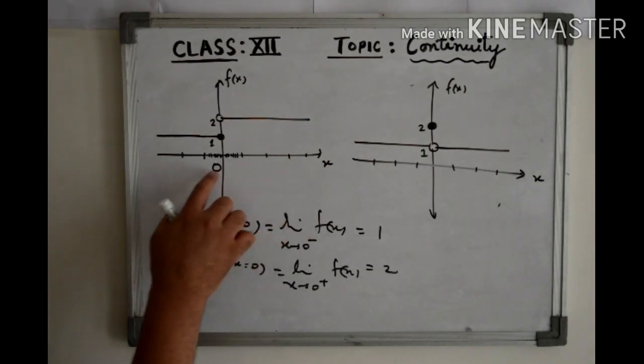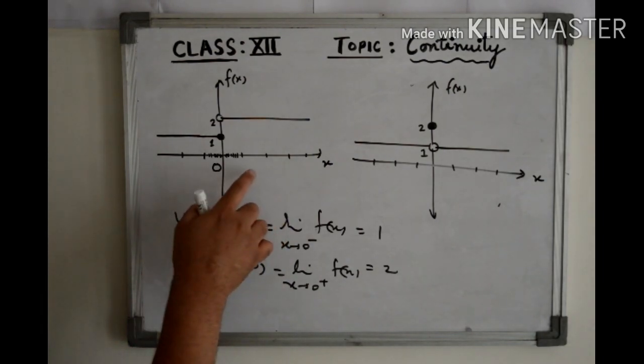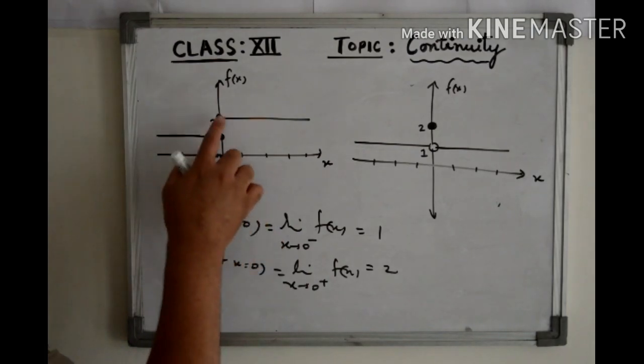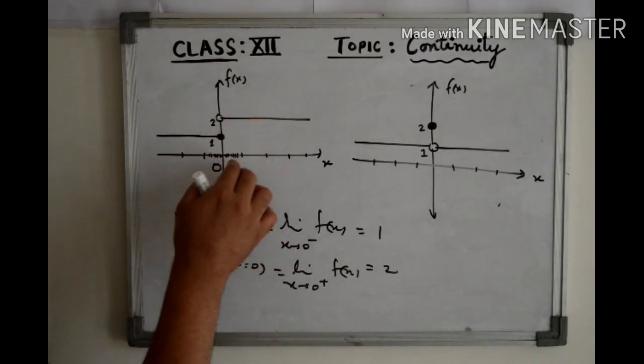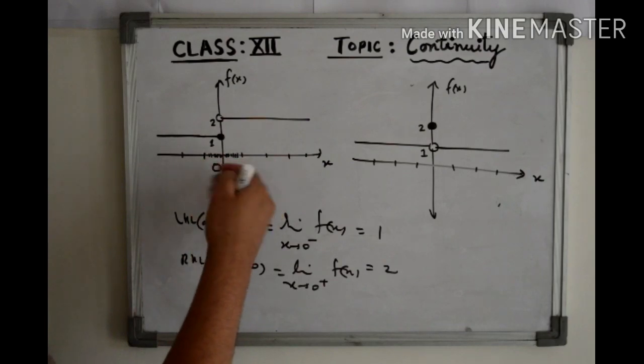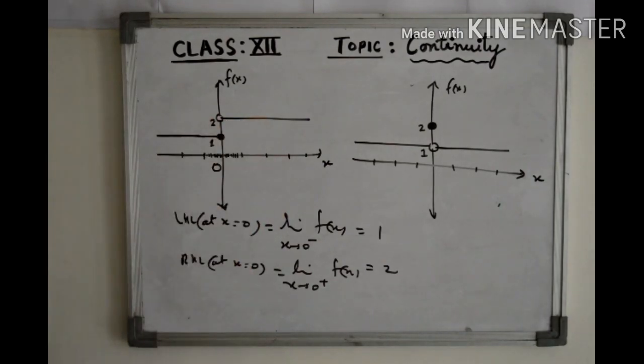As we are approaching towards 0, x is not equal to 0, so it will not be 1, it will be 2. However close we may get from the positive side towards 0, the value will always be 2.